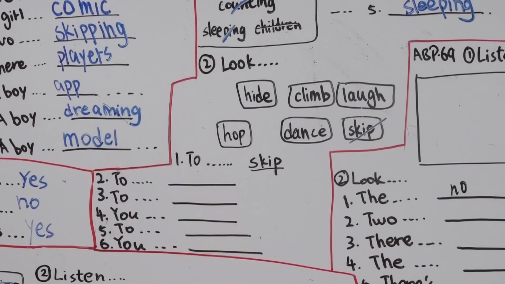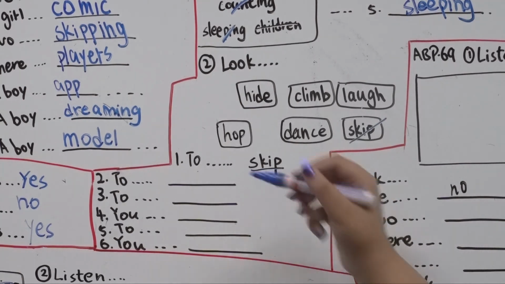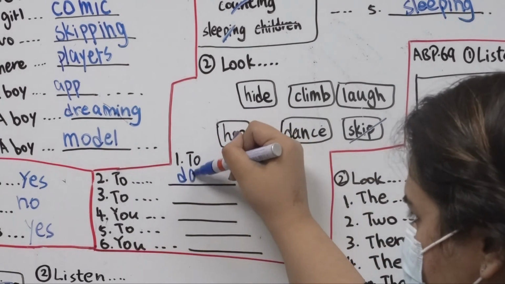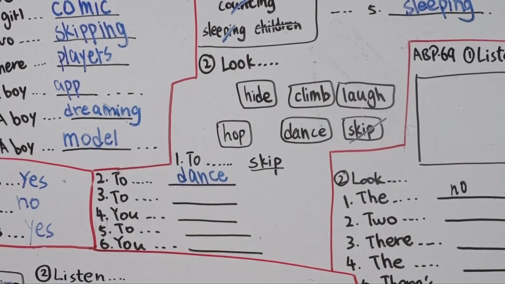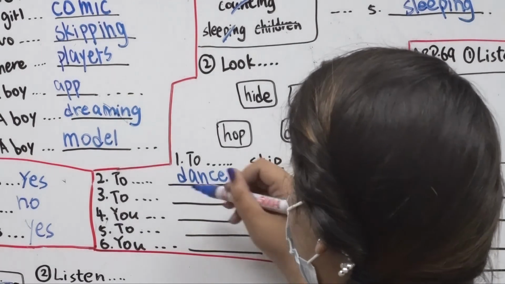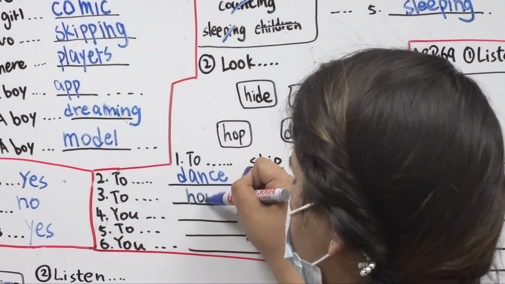Alright, so let's have a look on this part. To move to music. To move to music, what is it? Dance. So please write dance. If you're wrong, correct yourself. And then 3. To jump on one leg. To jump on one leg, we call it hop.